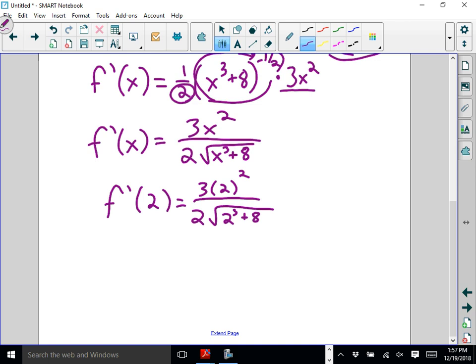That makes the number 12 on top. And that makes 2 cubed is 8. 8 plus 8 is 16. Square root of 16 is 4. 4 times 2 is 8. So I get 12 over 8.